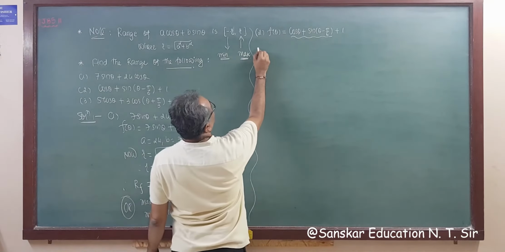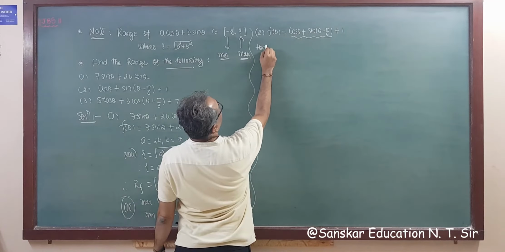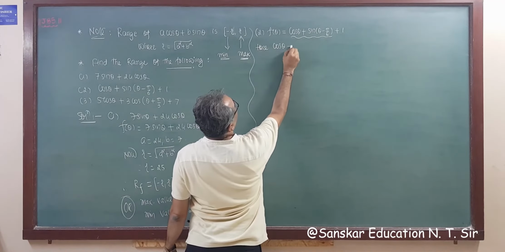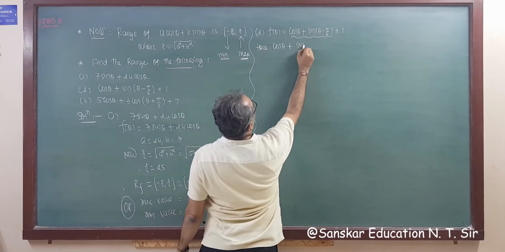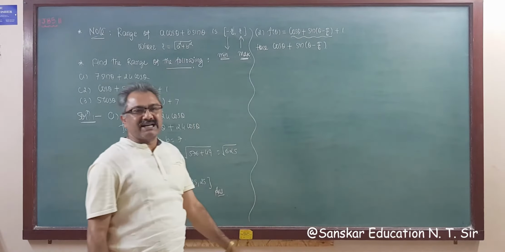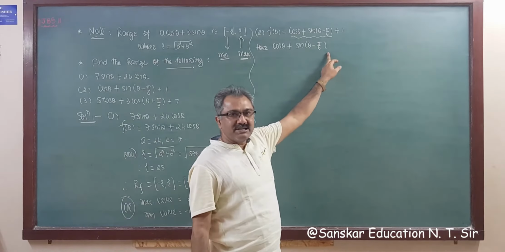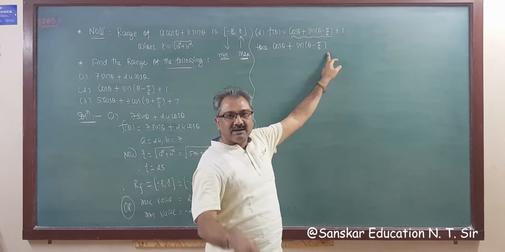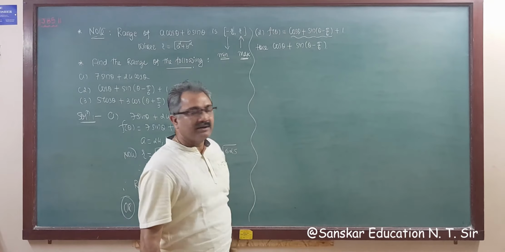So first we simplify this: cos theta plus sin of theta minus pi by 6. Now you have the formula for sin a minus b. So we substitute the sin a minus b formula as we learned in the previous lecture, right?